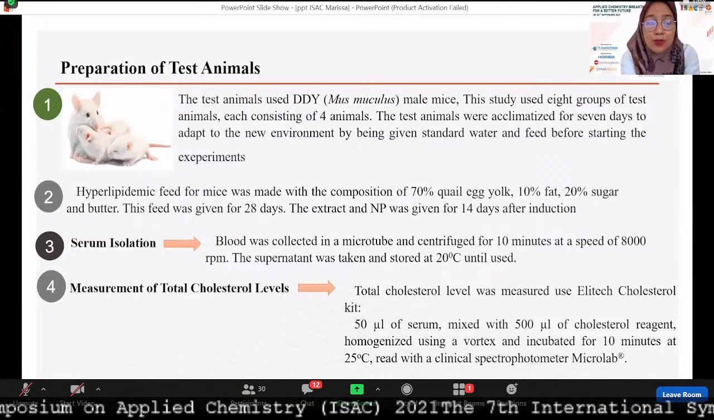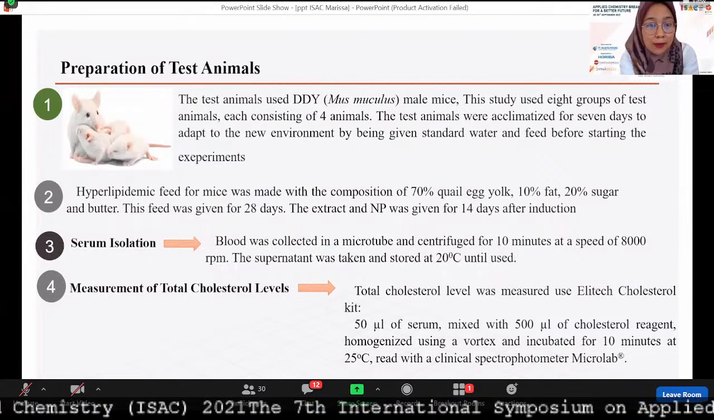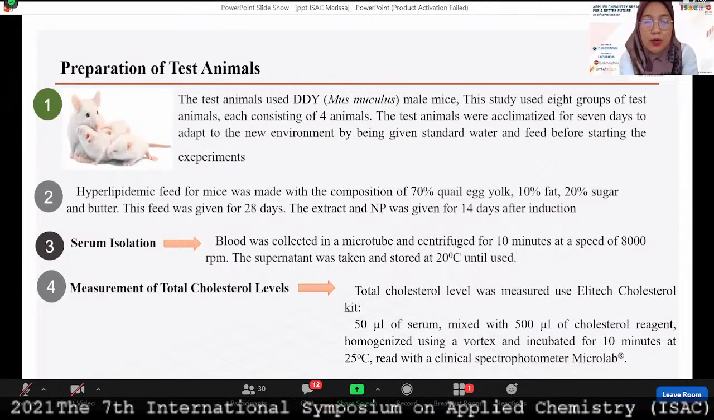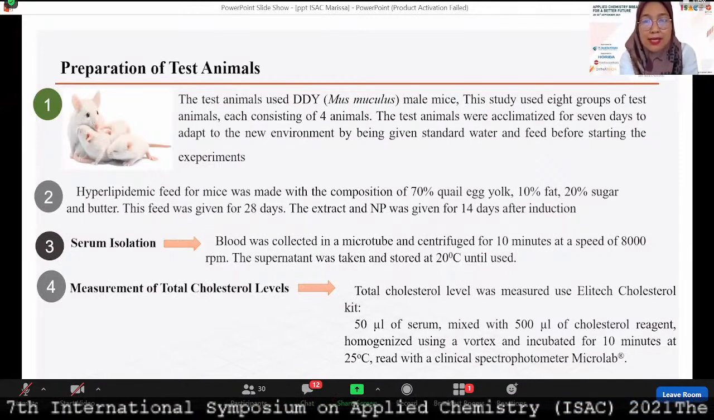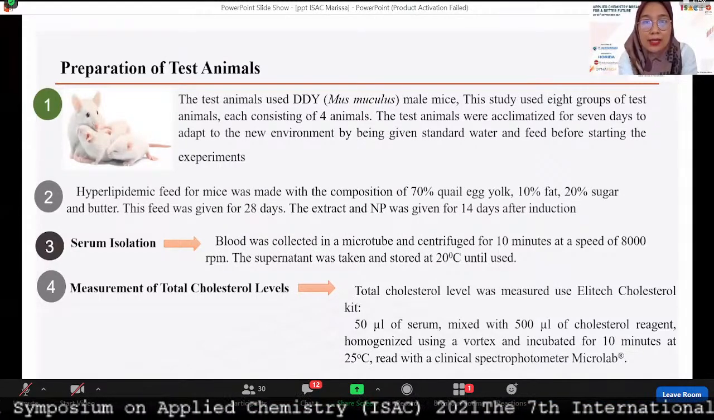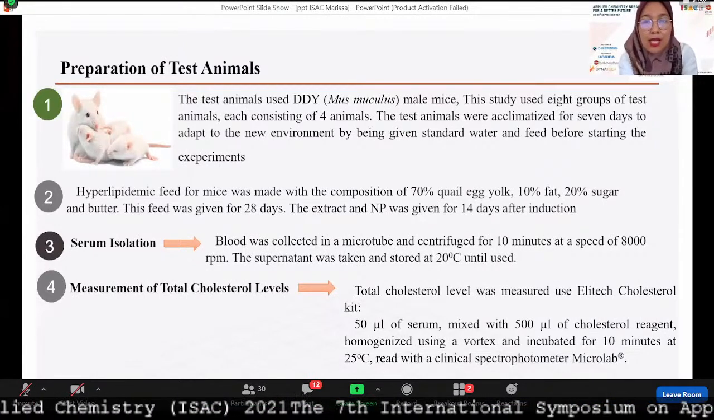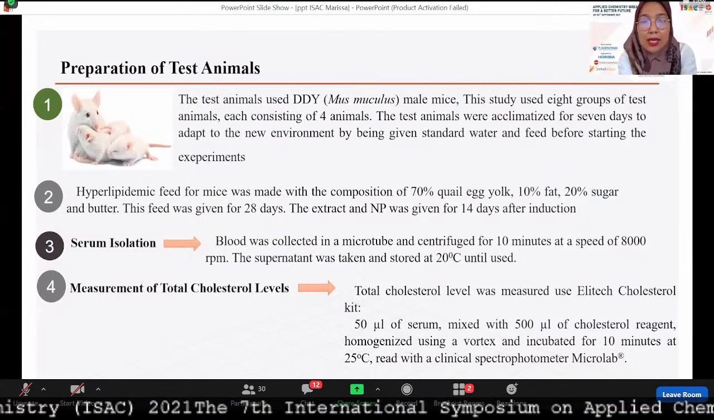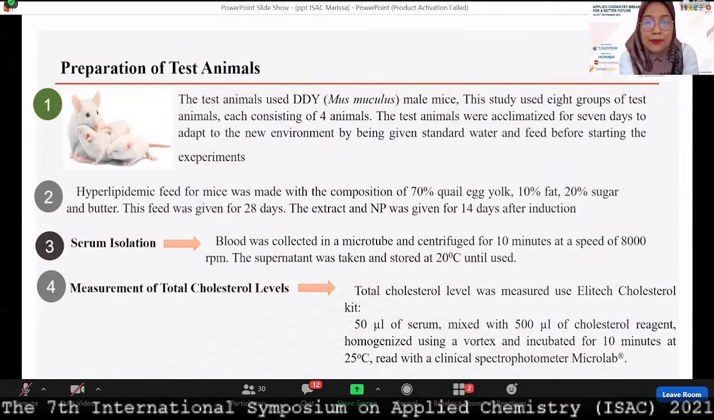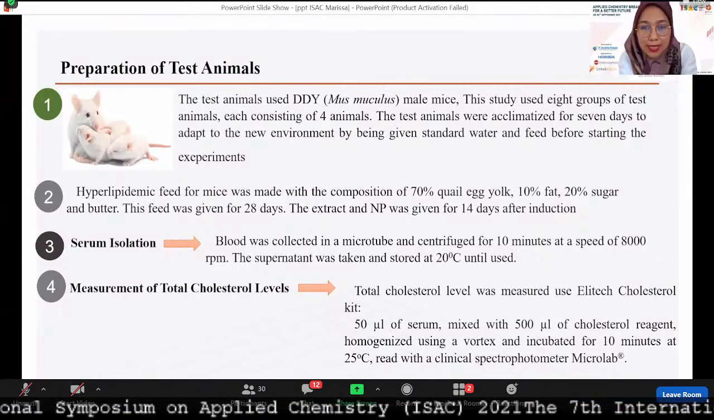In this research, we calculated the cholesterol concentration in serum. So the blood that was collected in a microtube, we did centrifuge for 10 minutes at a speed of 8,000 RPM, and then we separated the supernatant and stored it at minus 20 degrees Celsius until use.